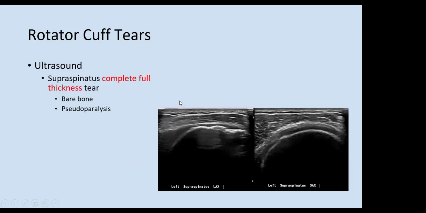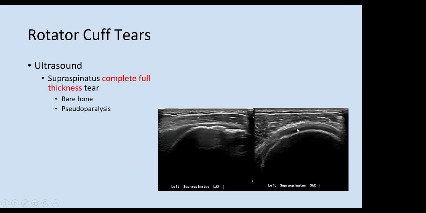Here we have a different type of full thickness tear. We call it complete full thickness tear. And complete full thickness tear means the entire width of the tendon is gone. We don't see the tendon anymore. This is the long axis image. We don't see the tendon. And also on the short axis image, we don't see the tendon. So the tendon has completely disappeared.